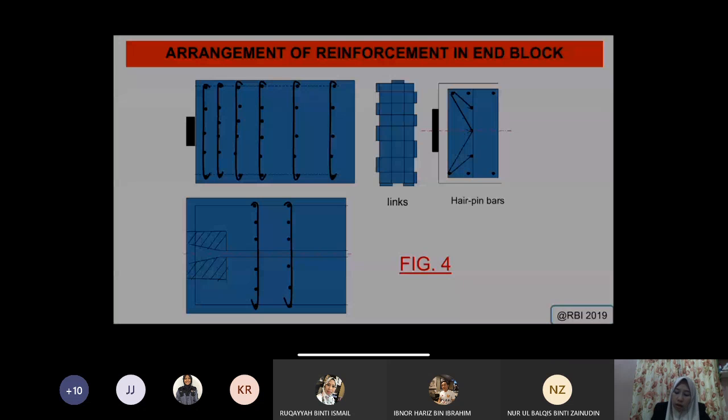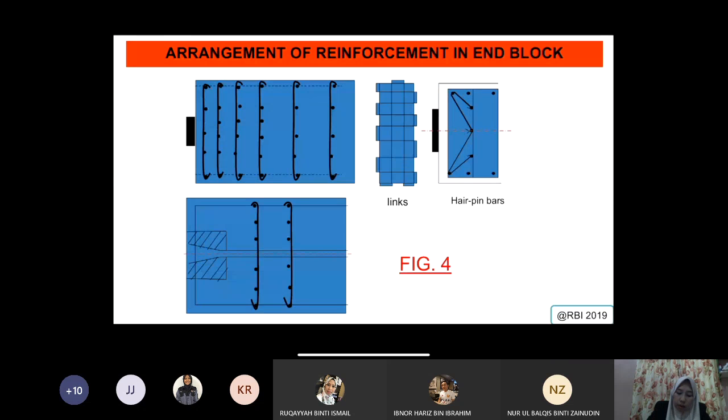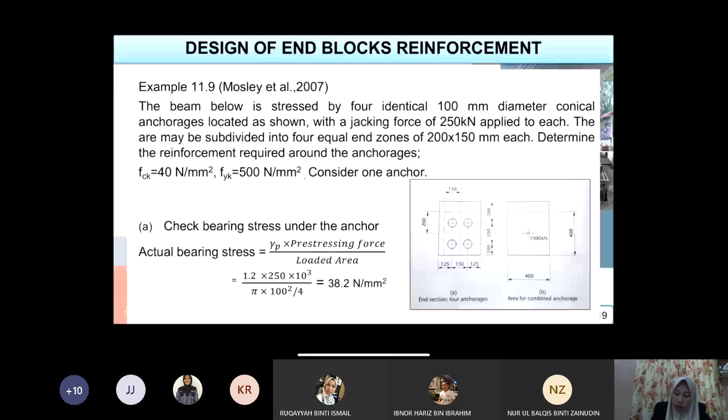So here is the type where you have the reinforcement provided at the end block. And then you also have what you call hairpin bars. This is the link as the mat, how it looks like. The example here is to show how you can design your end block.